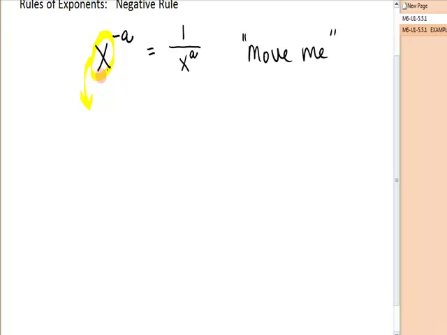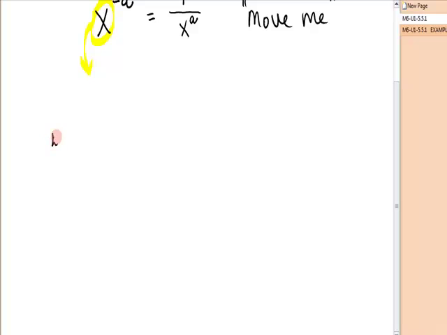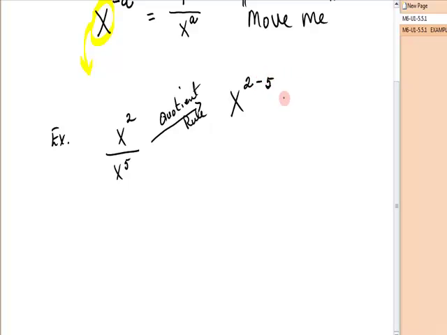Let me see if I can make this seem to make a little more sense to you. Let's look at an expression. Let's look at x to the second over x to the fifth. Well, let's simplify that, but let's use the quotient rule. The quotient rule says to take x, the base, and the numerator exponent minus the denominator exponent. That will be x to the negative 3. So this expression is the same as x to the negative 3.